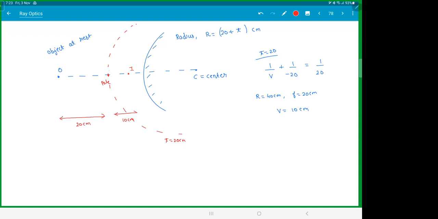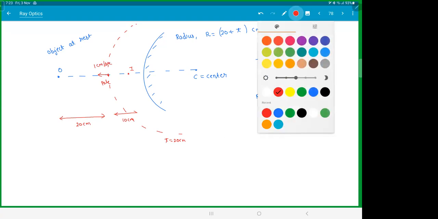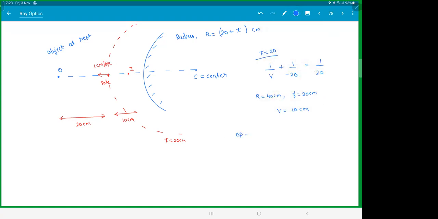And here you can clearly observe the pole is actually moving with 1 centimeter per second. OP is 20 plus T. So rate of change of OP is 1 centimeter per second. This is nothing but the velocity of the pole.